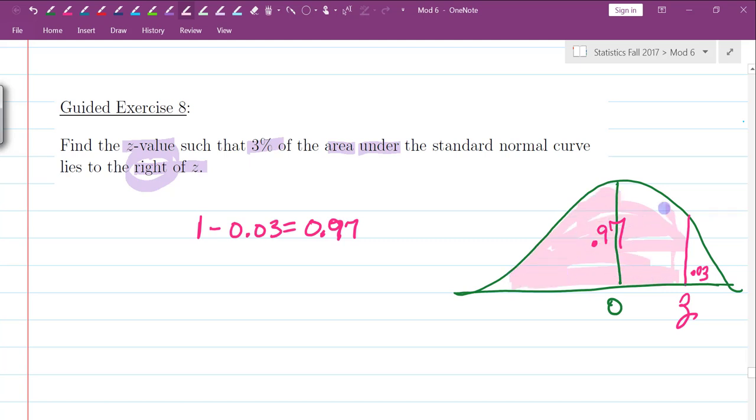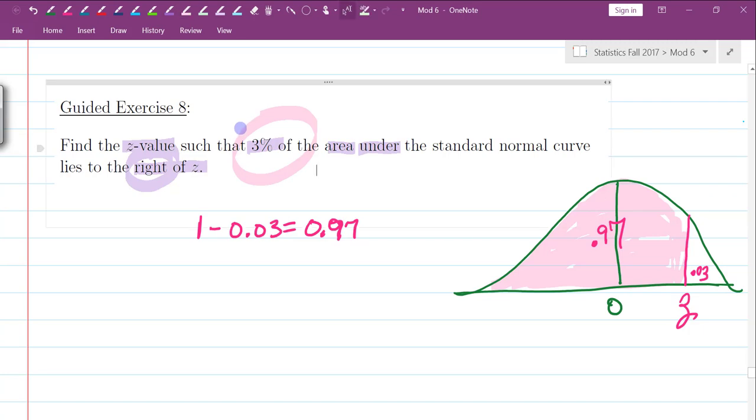So all I need is my z value. So I'm going to look at my tables and I'm going to find where I have a z value that corresponds where the area to the left of my z value is 0.97. As long as the area to my left equals 0.97, then I know the area to the right is 0.03, which is what I was told to find. So let's go look at our z tables for 0.97. So it's going to be somewhere in here.